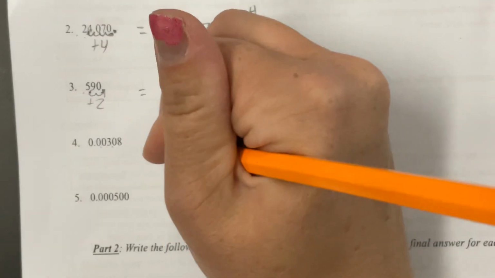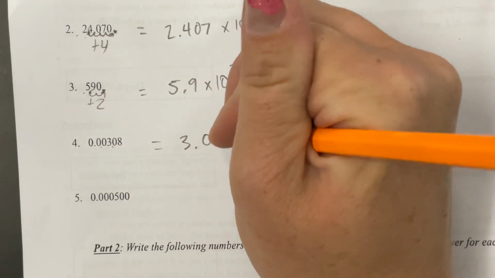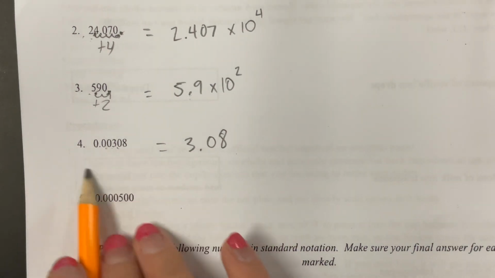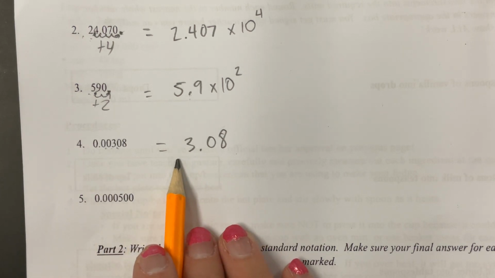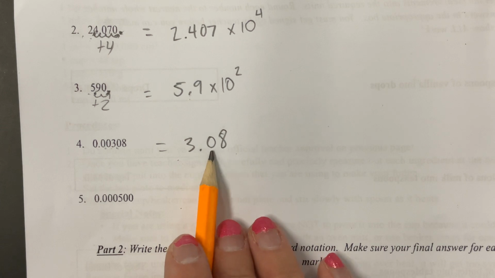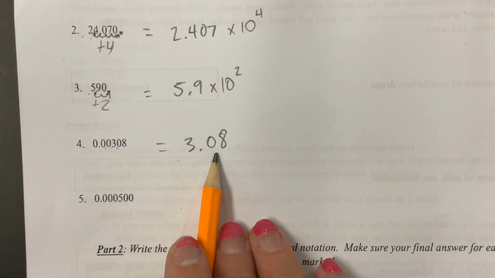So I'm gonna write 3.08 here. And I didn't keep all the zeros in front because those are just placeholders here. So I can drop them because they're not necessary. The only reason I wouldn't drop a 0 is if it's in between numbers, because I still need to keep it if it's in between the numbers.